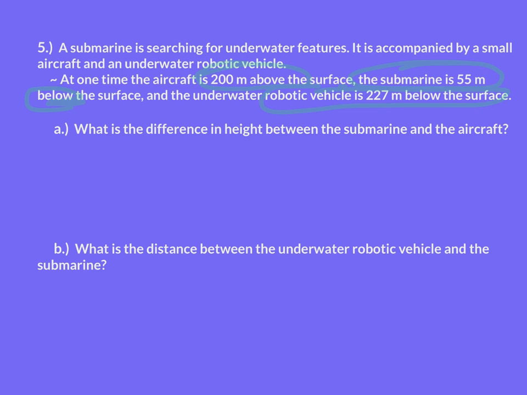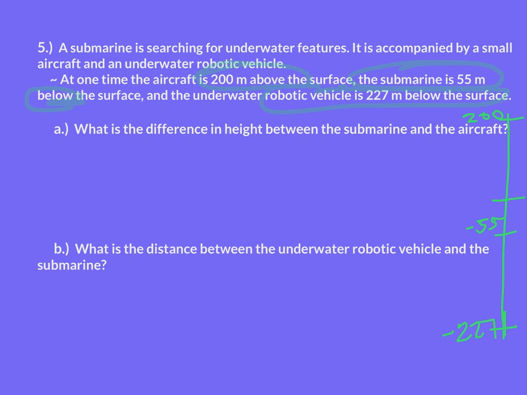So if I were going to draw this, and again, just kind of sketch it out, I've got something up here at 200 meters above. Then I've got something at, say, like here. That's negative 55, because that's below, right? And then I've got something down here that's negative 227, also below.